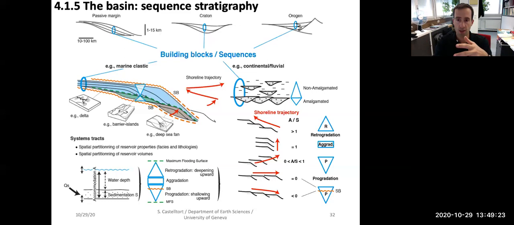Okay, so changing sediment supply can be the responsible factor that drives retrogradation, progradation. Okay, it can be the cause of your sequences. So that's one of the at least conceptual advantages of using A over S. Just an aside about this.